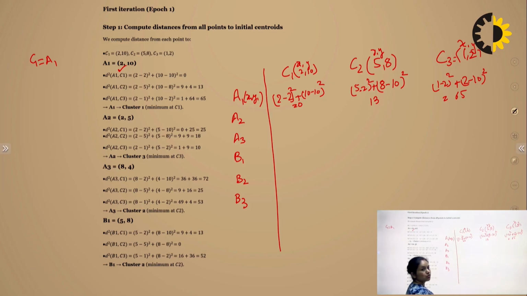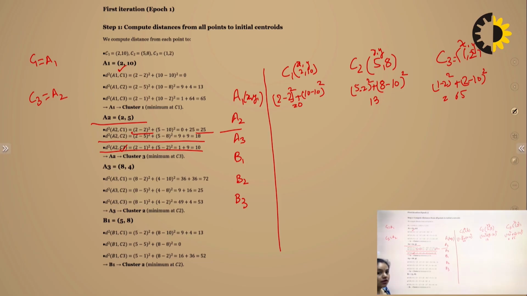Let's do one more so that we can understand. For A2 also, now A2 value is 2, 5. As we will find out again, (2 minus 2) whole square plus (10 minus 5) whole square, which is equivalent to 25. Okay. With C2, it will be 18, same formula, and here it will be 10. So the smallest distance is between C3 and A2. So A2 will go in C3.